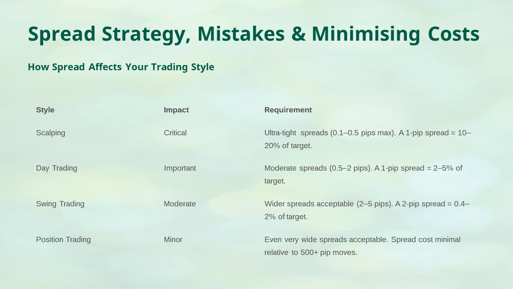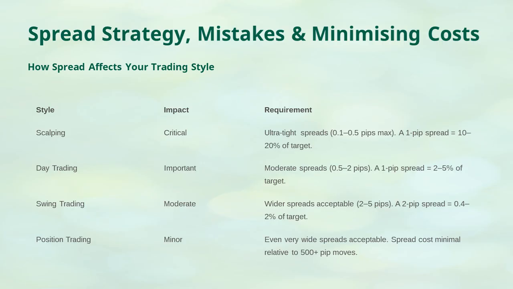Scalpers need ultra-tight spreads, 0.1 to 0.5 pips maximum. For day traders, spread is important but not as critical. With targets of 20 to 50 pips, a 1 pip spread might be 2 to 5% of your target. Moderate spreads of 0.5 to 2 pips are acceptable.